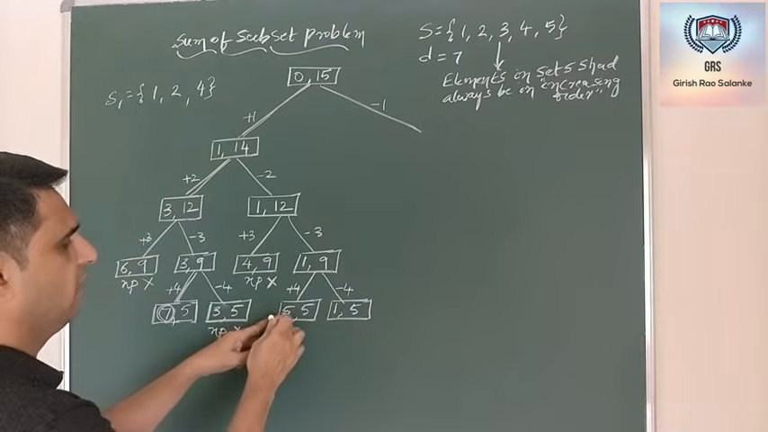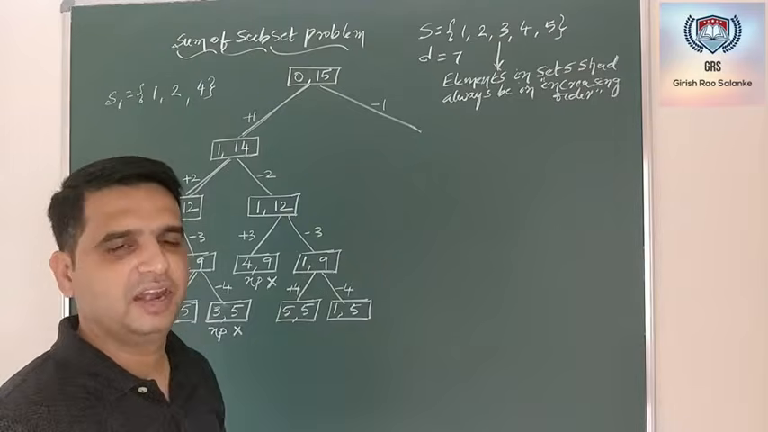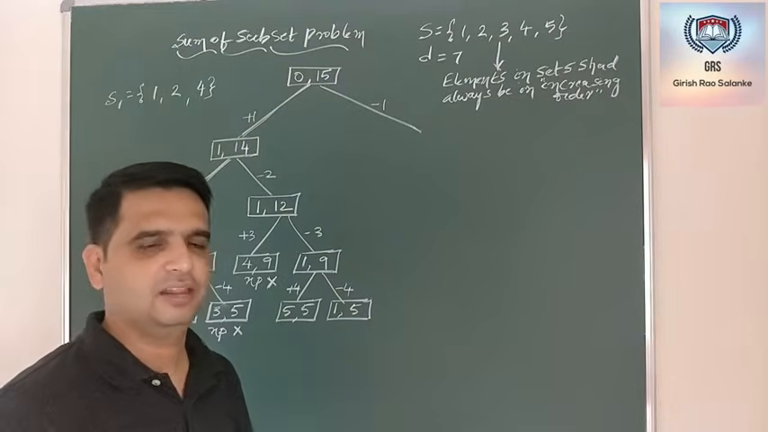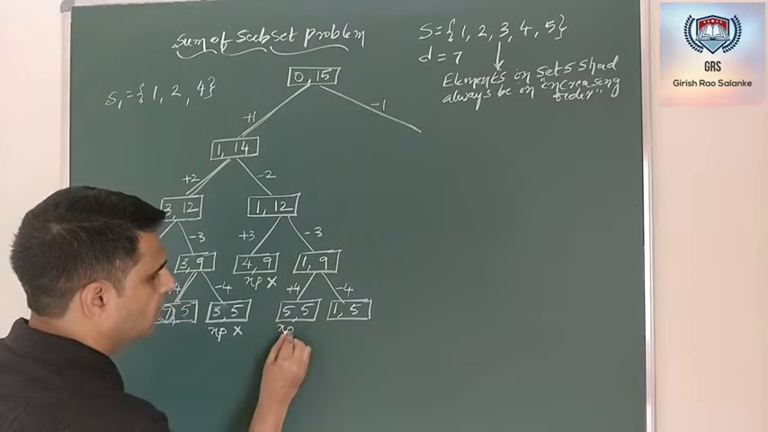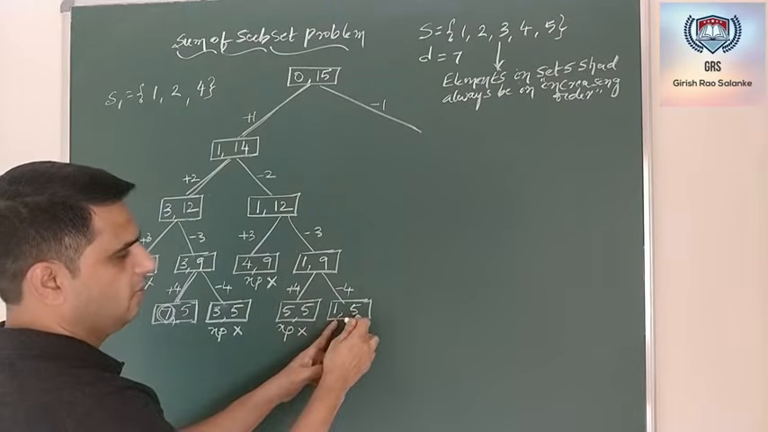Now this is 5. 5 plus 5 is 10, which is greater than 7. So even this is a non-promising node. Stop here. I backtrack. Minus 4 is 1, 5.